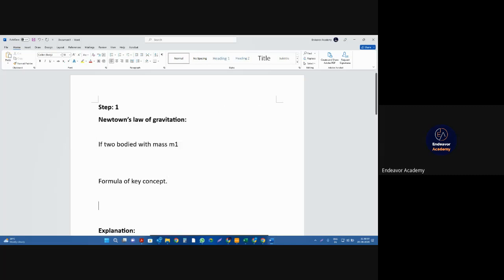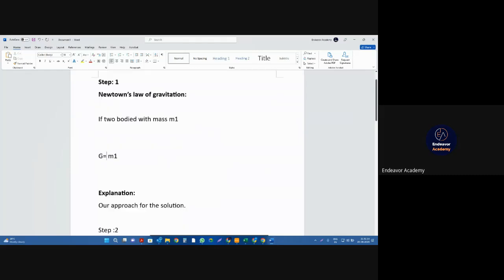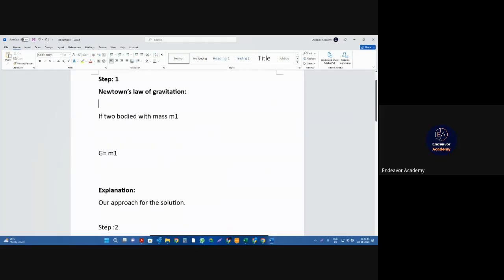After that, I will write the formula of the key concept. Formula of the key concept means, for example, finding Newton's law of gravitation. For that, I can use G equals m1 m2 by r square, or whatever the formula is. So this is the approach that I will follow in step one: the definition, the formula, and the heading of the key concept or keyword.